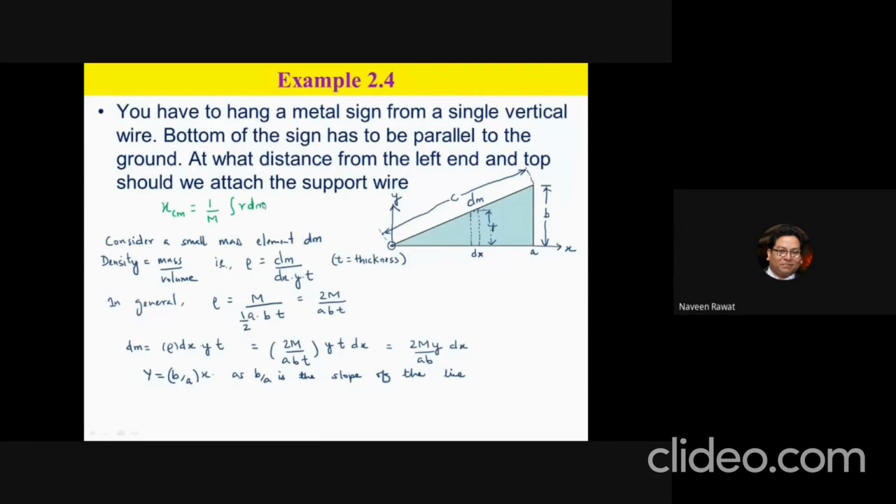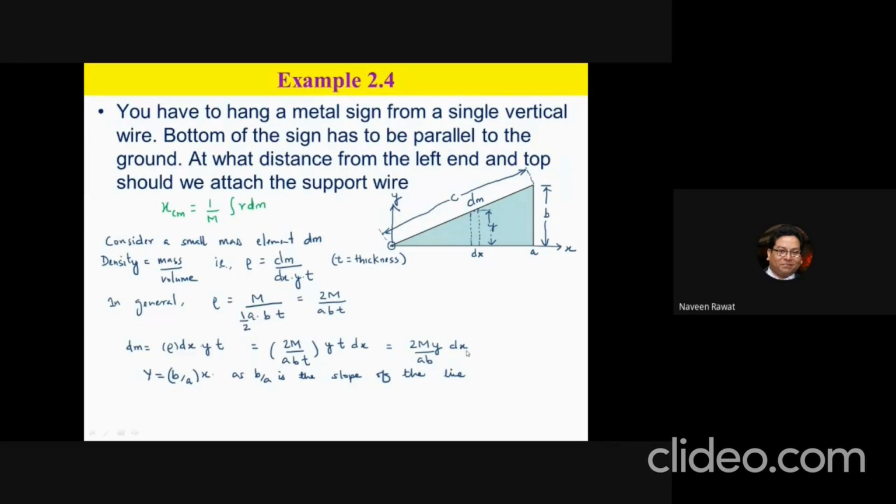So you're integrating with respect to dx, so that is fine because you're trying to find something along the x-axis. Okay, and the other two terms are your y and t. So you can see that t and t are getting cancelled, so you get rid of the t and all you're left with is y. Okay, so you get an expression for dm as 2m by ab times y dx.